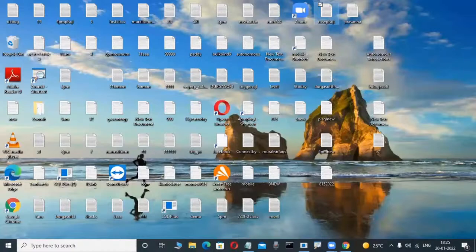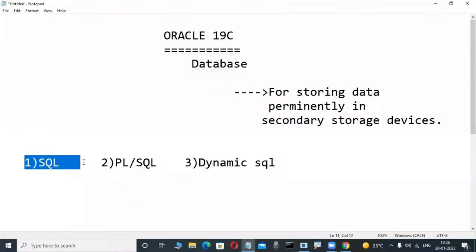That's why we learn the SQL language first. After that, you get some knowledge, and only then do we learn about PL/SQL.